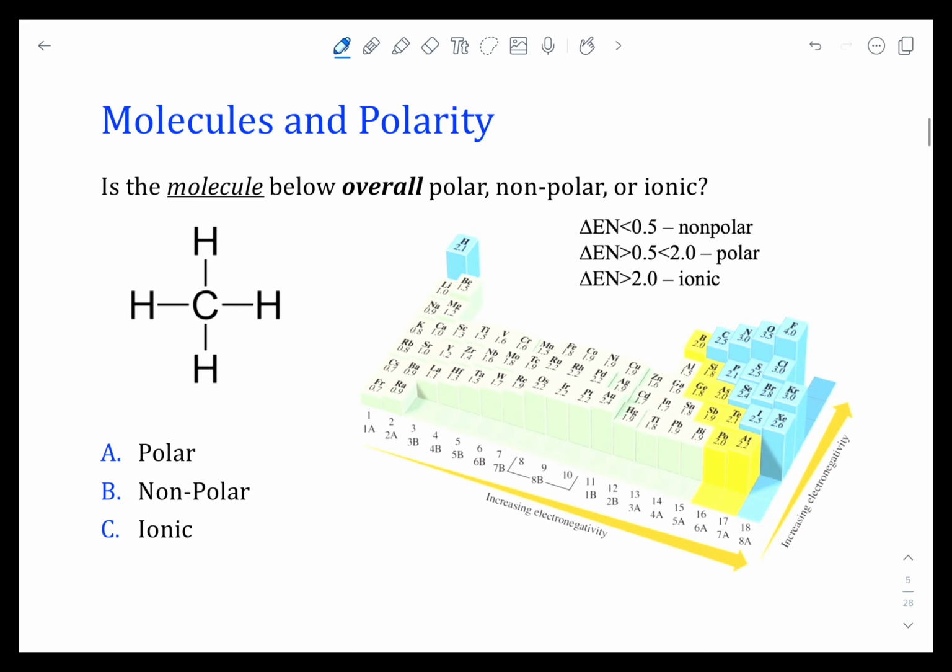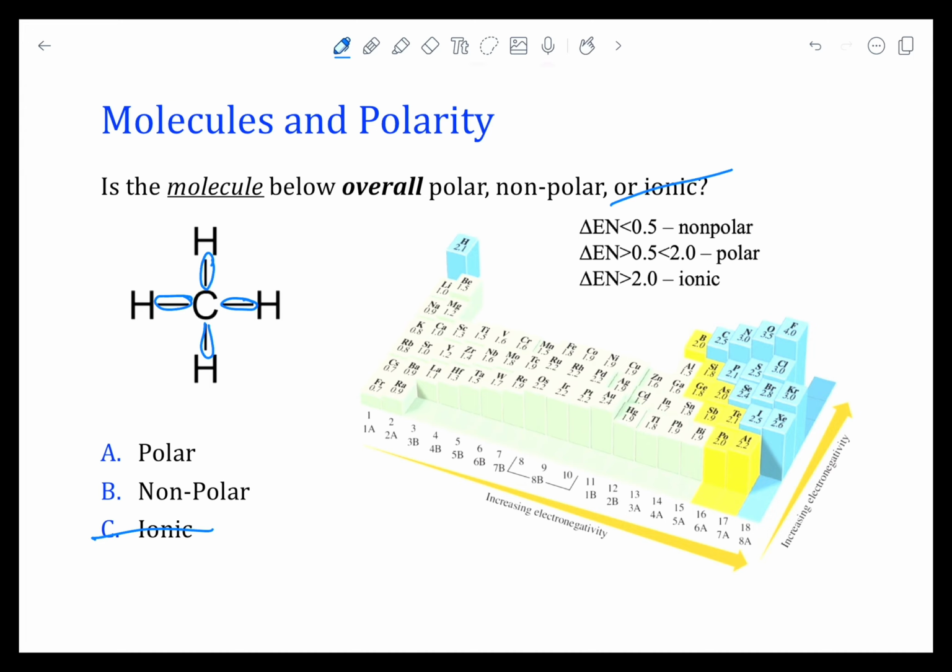Now we're going to take it one step further and ask, is the molecule overall polar, nonpolar, or ionic? Well, again, it's not going to be ionic at all. So is the molecule polar or nonpolar? Well, we said that these are all nonpolar bonds, so the electrons aren't being pulled in any way. They're being shared equally in all of these bonds, and all of those bonds are equal.